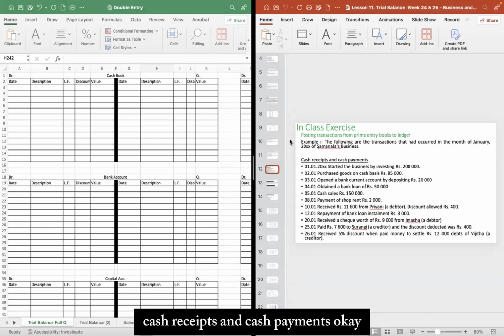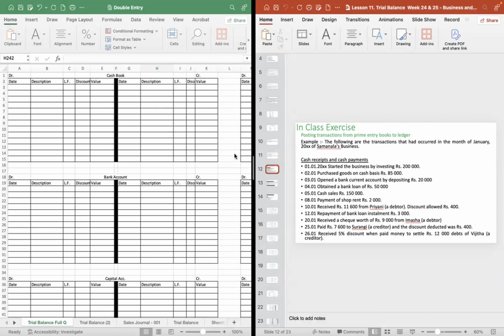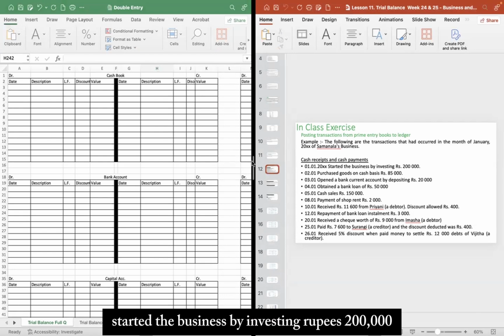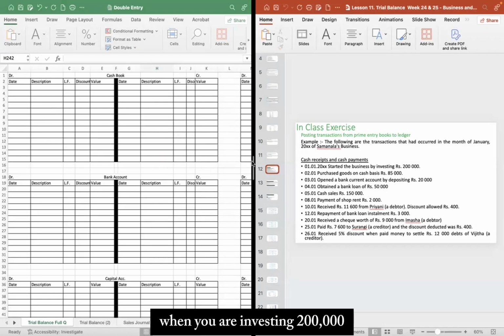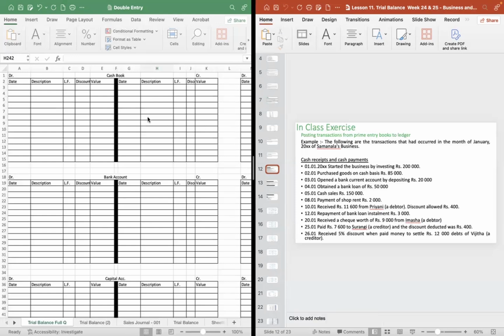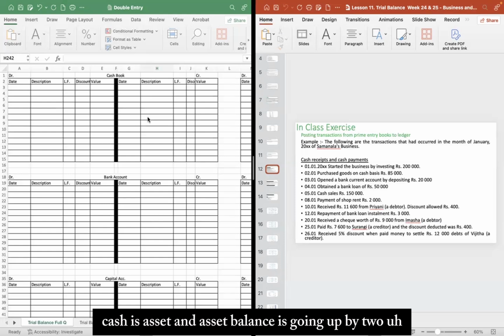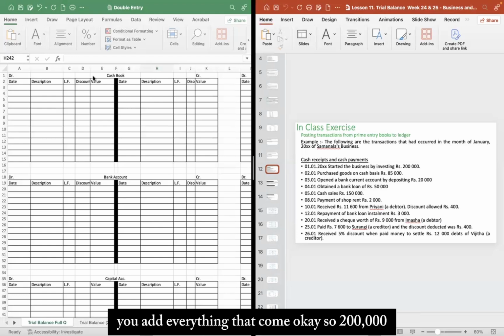Cash receipts and cash payments. Okay. On January 1st, 2024, started the business by investing rupees 200,000. When you are investing 200,000, that means you are receiving cash. Cash is an asset, and the asset balance is going up by 200,000. When the asset balance is going up, you are debiting the account.